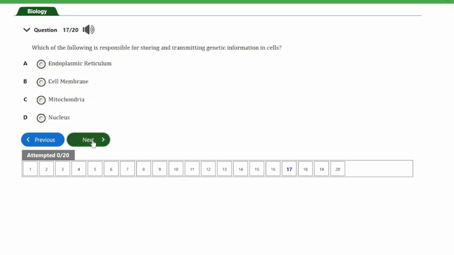It says, which of the following is responsible for storing and transmitting genetic information in cells? A, endoplasmic reticulum. B, cell membrane. C, mitochondria. D, nucleus. So guys, the answer to this question is option D, and that's the nucleus. The nucleus is responsible for storing and transmitting genetic information in the cell. So guys, let's look at the next question.